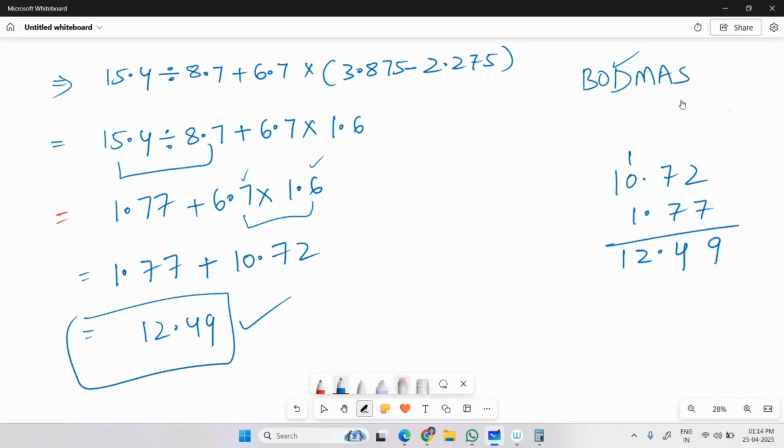So this is how we solve numerical expressions with decimal numbers. Okay. I hope you understand the simplifications using BODMAS. If you have any doubts, please do let me know. So far you have seen the simplification of fractions using BODMAS, also including brackets, right?